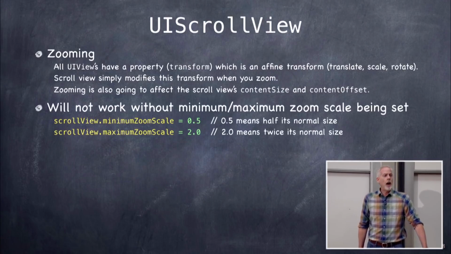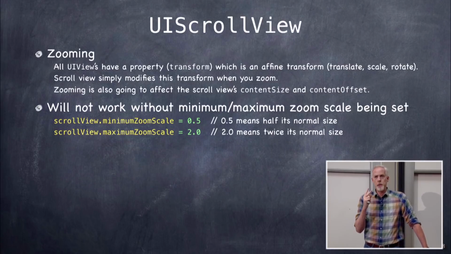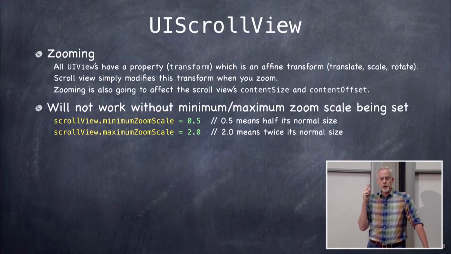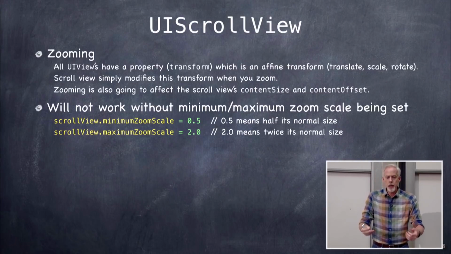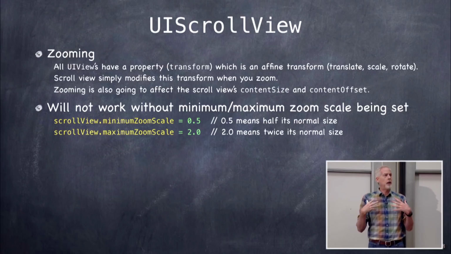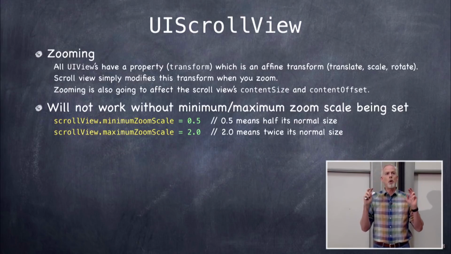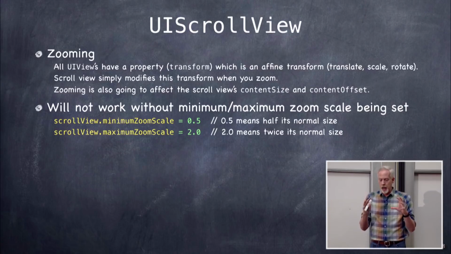All right, so how do you make zooming work? Well, you have to do two things. And don't forget these two things. It will not work without these two things. The first one is to set the zoom scale min and max. This is just saying how much you allow to zoom in and how much you allow to zoom out. By default, these are both 1.0, which means you can't zoom in or zoom out. It has to be the identity size.